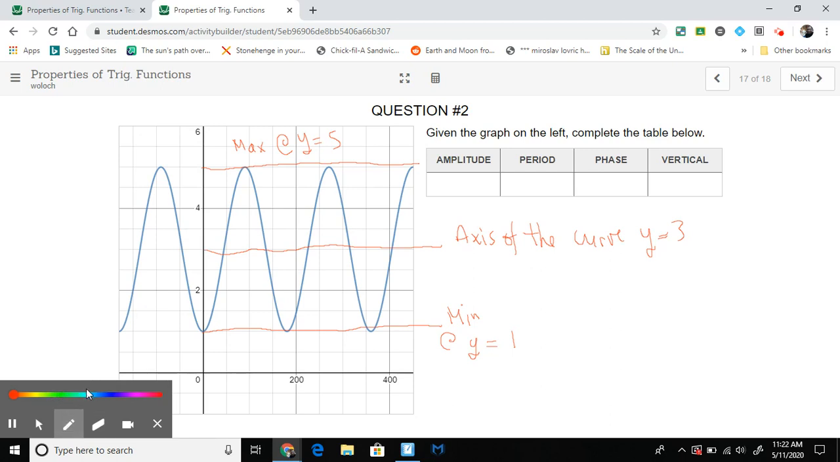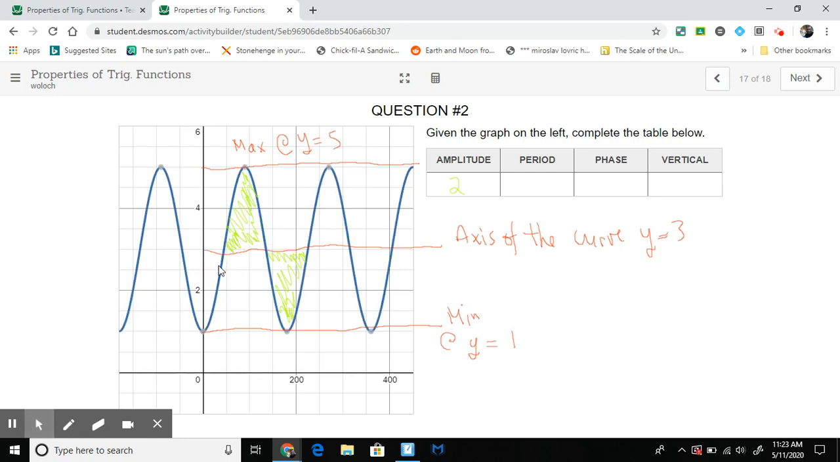So in terms of my amplitude, what's my amplitude? It's going to be this distance from the axis of the curve to the max and from the axis of the curve to the min, okay? So what's the distance from 3 to 5? Well, that's 2. And the distance from 3 to 1 is also 2, all right? So hopefully that isn't too weird, right?